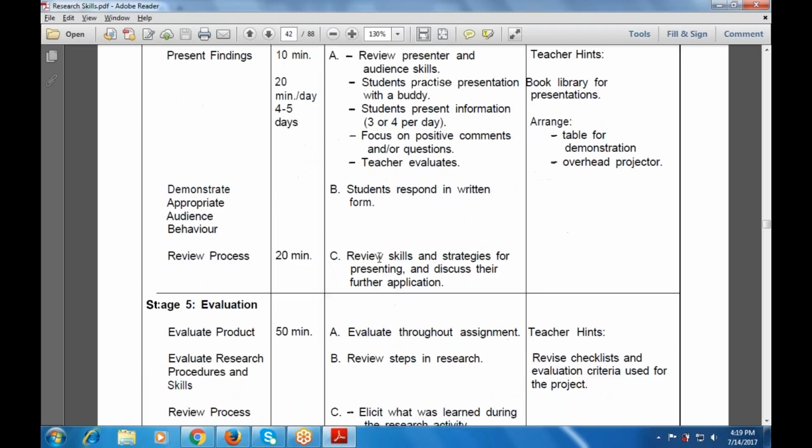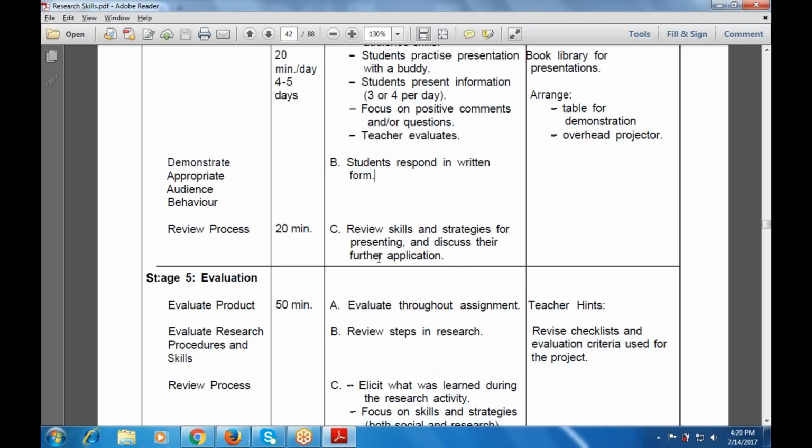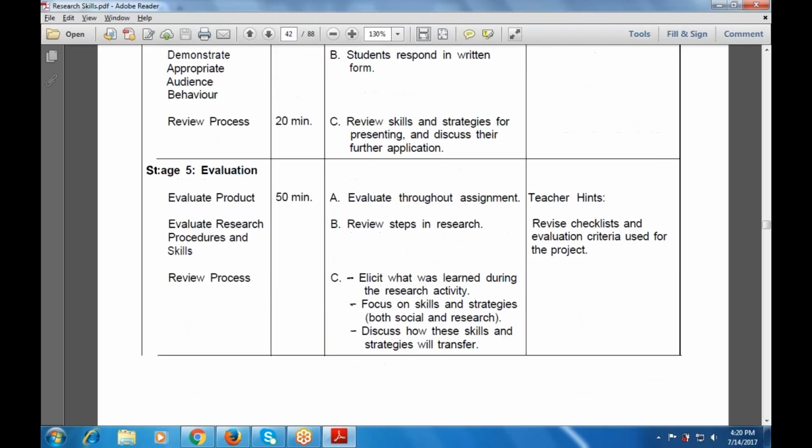Then stage number 5 is evaluation. First is evaluate the product, 50 minutes. Evaluate the research procedures and the skills. That also takes place throughout the assignment. Then review steps in the research. Revise the checklist and evaluation criteria used for the project.